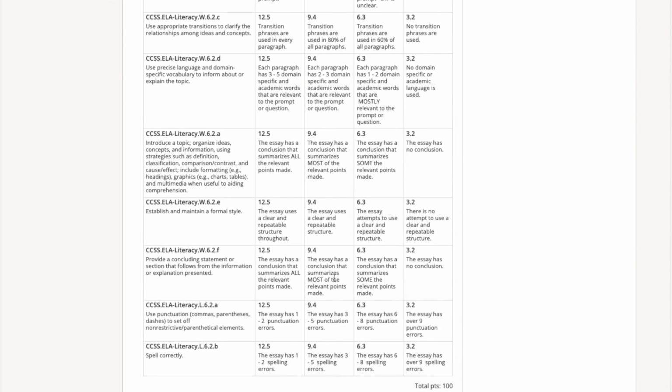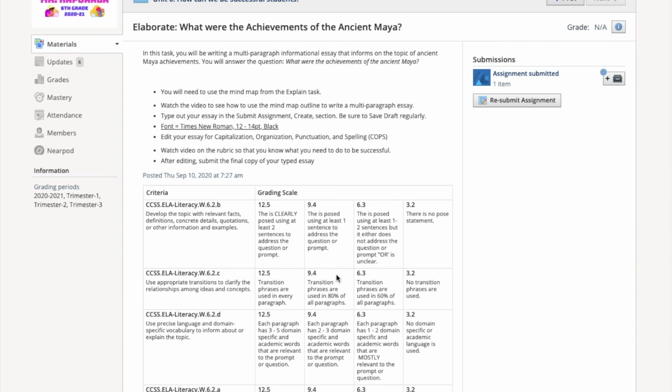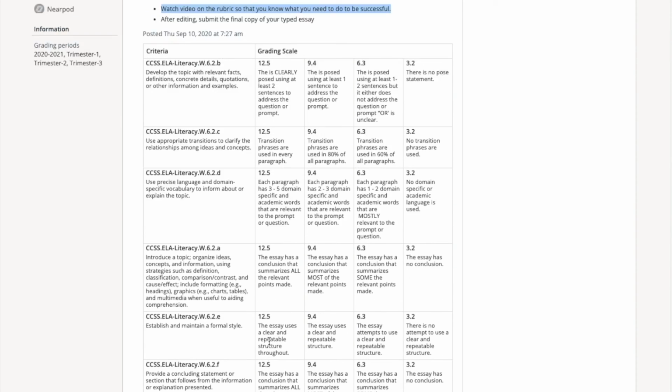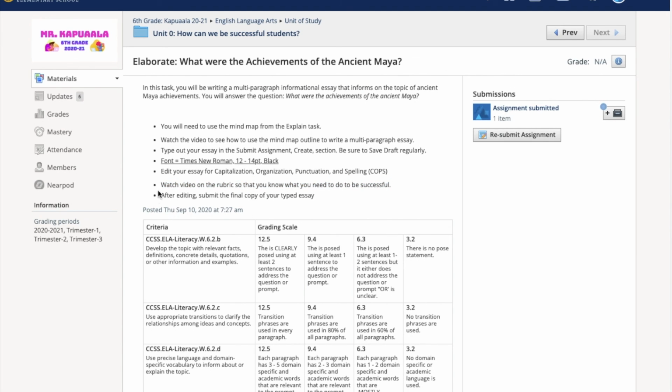Remember, this is the rubric here, and you need to watch the video on the rubric to see how to be successful when you're writing the essay. And I'm going to actually go over the essay that we wrote together using this rubric to see, did we check off everything? This video will also be in the evaluate assignment, because you will be self-evaluating your own essay in the evaluate assignment. So please make sure to watch the video on rubrics.